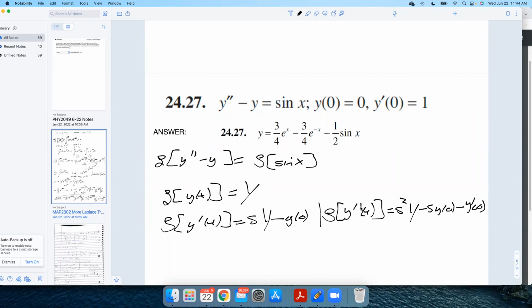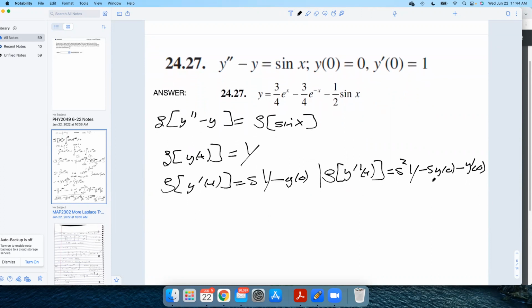If this were a fourth derivative, I would have an s to the fourth here, and the s's would keep going down in power while my initial conditions would be going up in order. I would have y of 0, then a y prime of 0, then a y double prime of 0, and so forth. So the s's go down while the y's go up in order. And we have to know these initial conditions. If we don't know those, we can't use Laplace transforms. Laplace transforms only solve initial value problems.